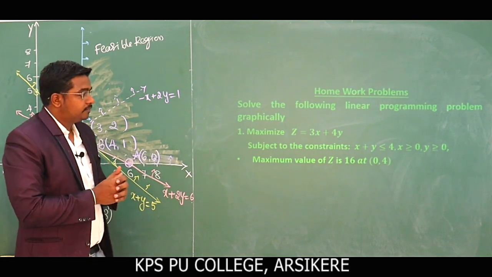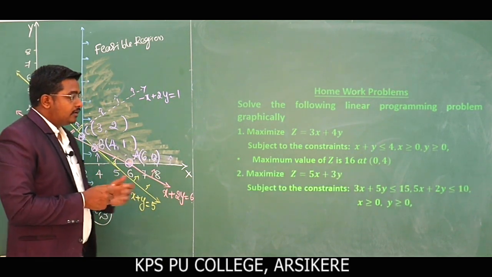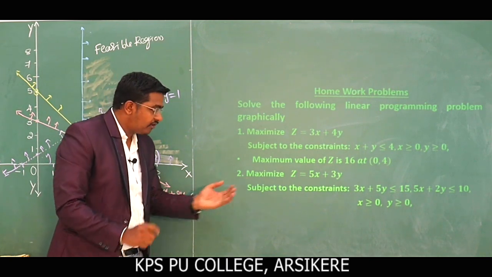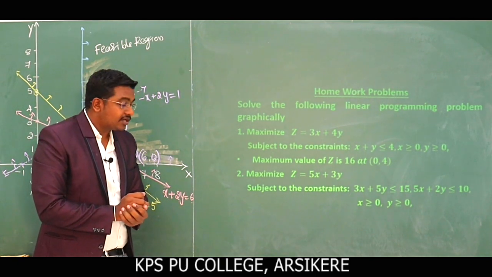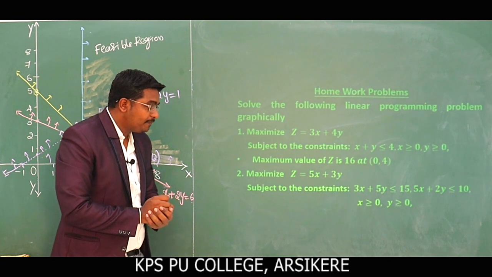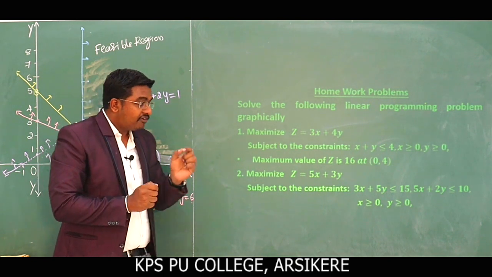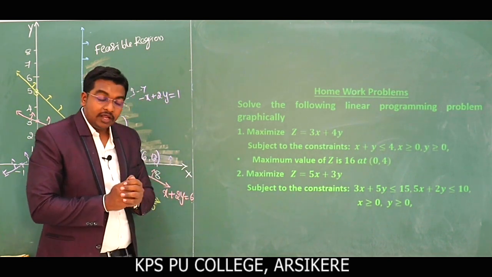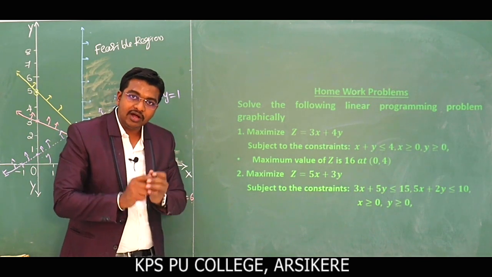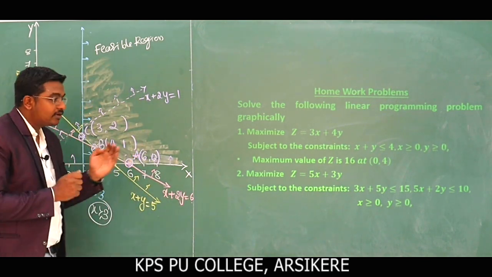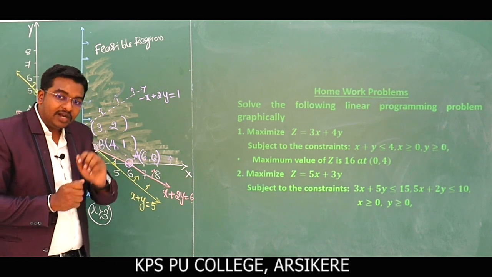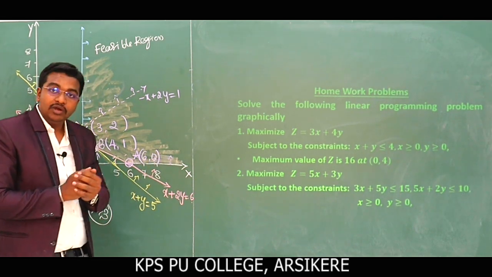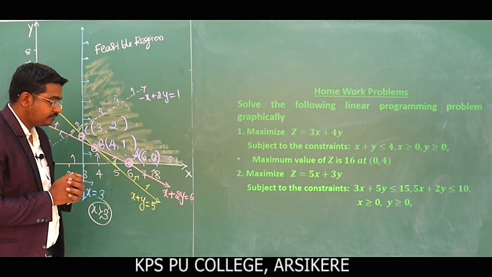Please note it down. Second problem. Maximize z equal to 5x plus 3y subject to the constraints 3x plus 5y less than or equal to 15, 5x plus 2y less than or equal to 10, and x greater than or equal to 0 and y greater than or equal to 0. So what about this one? This is also a bounded region. Next slide.